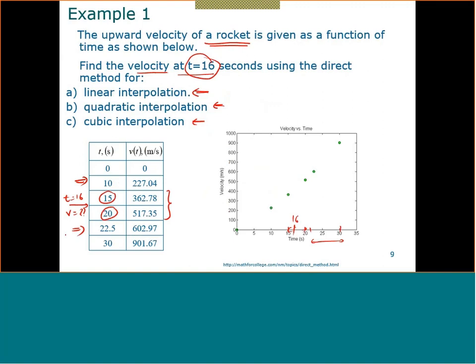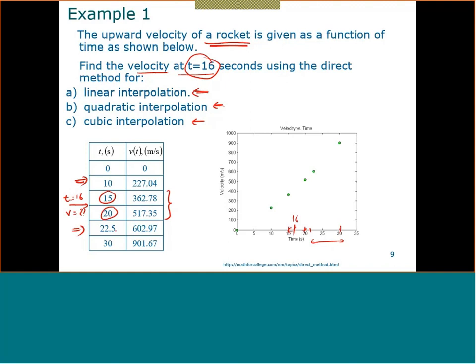So if the degree of the polynomial is n, then I need n plus 1 points. Or if the number of points is n, then the degree I can reach is n minus 1. So always there is a difference of 1 between the number of points and the degree of the polynomial. Always the number of points is higher than the degree by 1. So then I have to add either the 10 or the 22.5. This is the question. Now, how do we decide?